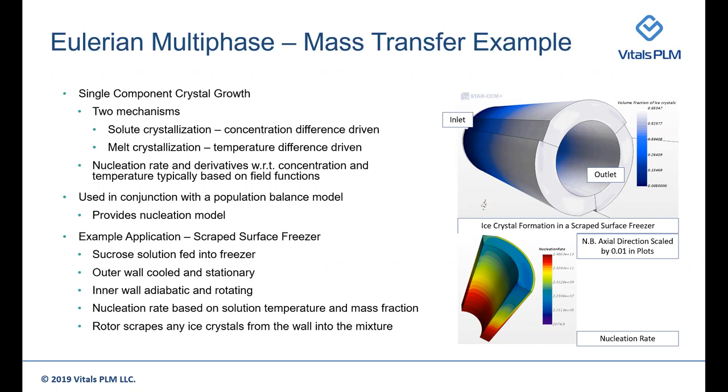And the nucleation rate, we can see here in the contour, starts from the outer stationary wall, which is at the cooled condition, towards the outlet. We can see there's an increase in the nucleation rate. And towards the outlet, the rotating inner wall will scrape out all the ice crystals formed out of the crystallization.